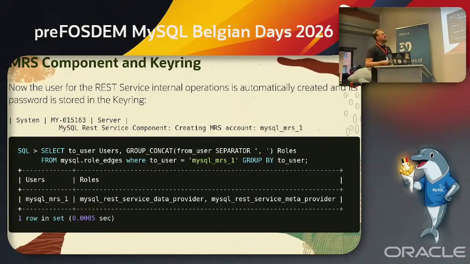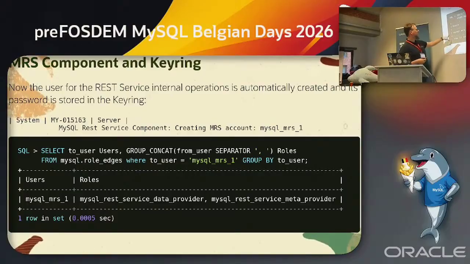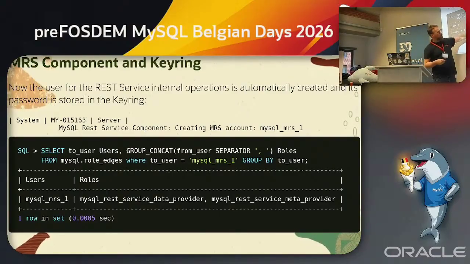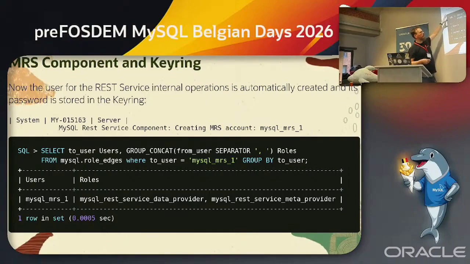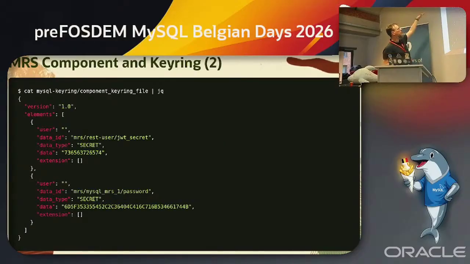So now that everything is loaded, it will create an account to use the component and the REST service. And it is MySQL_MRS_1. And you can see the role it has. And this is when we load the component, by default it's loaded there. And this is the password of this user that is saved in the keyring. So this is to show you what's inside the keyring. Because this stuff, with version 9.4 or 9.5, you don't have it, it's just 9.6.